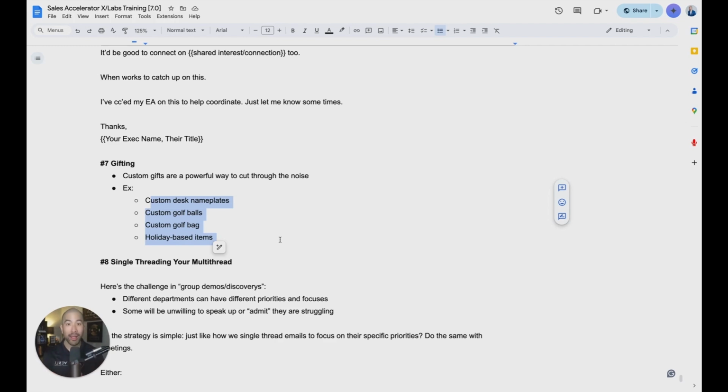But anyway, sending them custom stuff is a really great way to cut through the noise, especially if you learn something useful or valuable about them that they love. That's a great way to cut through the noise. All right, great way to do it.